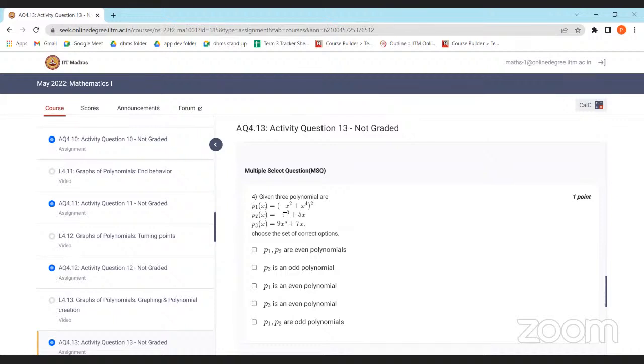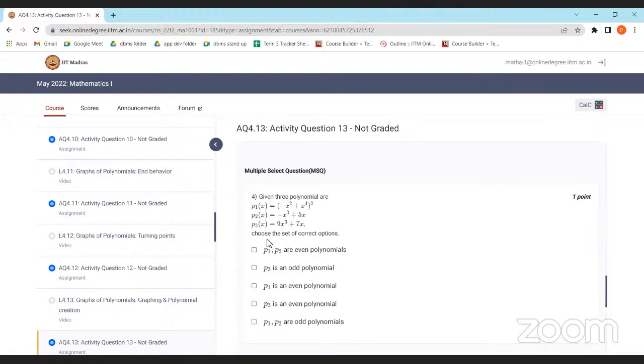If we replace x by minus x, x cubed will be minus and this will be plus. It is a polynomial, but it will not be minus P2 of x. If we replace x by minus x, it is neither even nor odd.